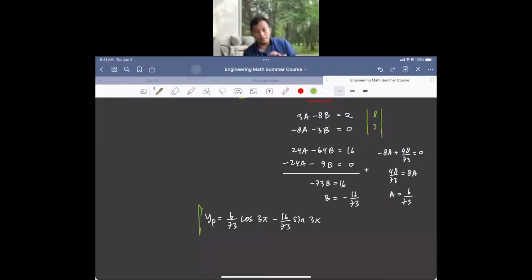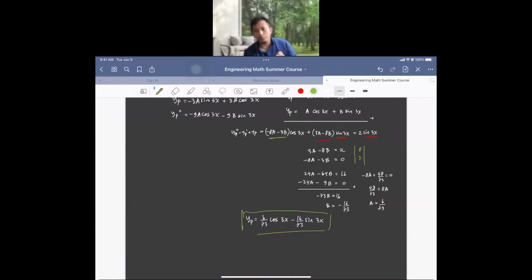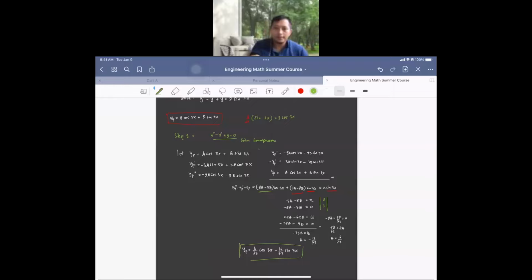Okay, we'll just observe this yp. But for the general solution, you need to add the homogeneous solution. Maybe any questions first?